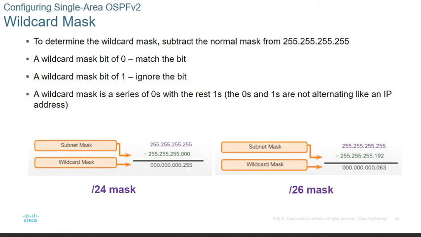Configuring Single Area OSPFv2. Wildcard mask. To determine the wildcard mask, subtract the normal mask from 255.255.255.255. A wildcard mask bit of 0 means match the bit. A wildcard mask bit of 1 means ignore the bit. A wildcard mask is a series of zeros with the rest ones. The zeros and ones are not alternating like an IP address. /24 mask, /26 mask.